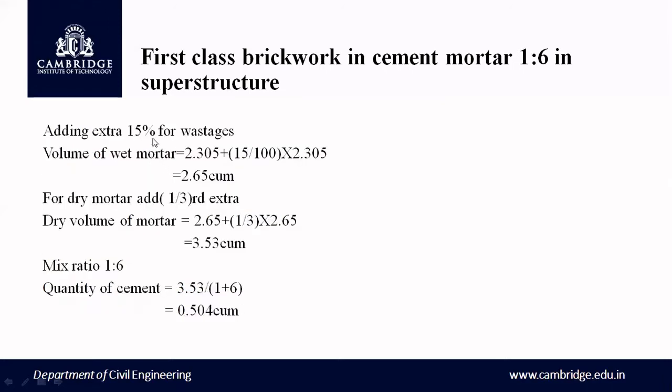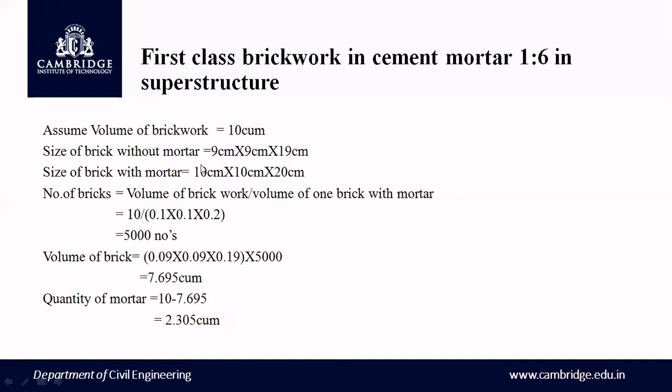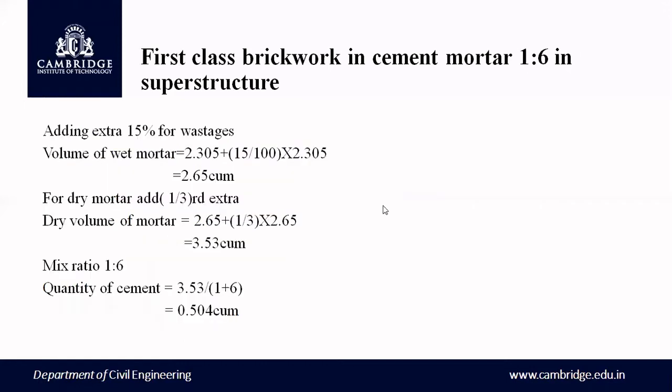For this, we have to add 15% extra, considering the wastages and frog filling. We'll get 2.65 cubic meter. The quantity of mortar from the previous calculation is 2.305 cubic meter. For this, we are adding 15%. 2.305 plus 15 by 100 into 2.305, we'll get 2.65 cubic meters.